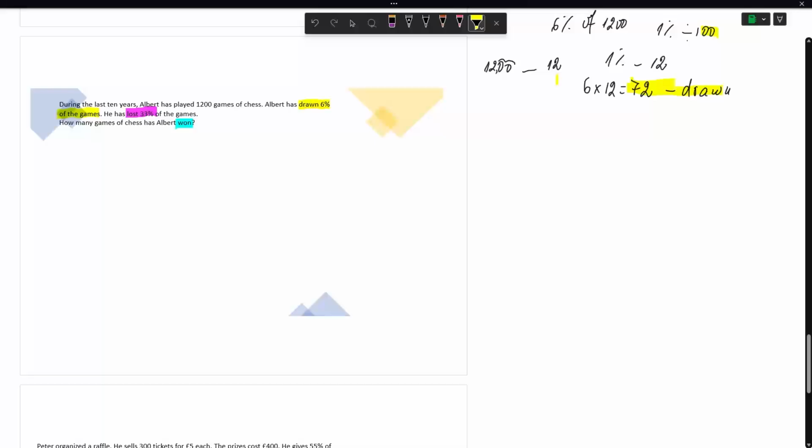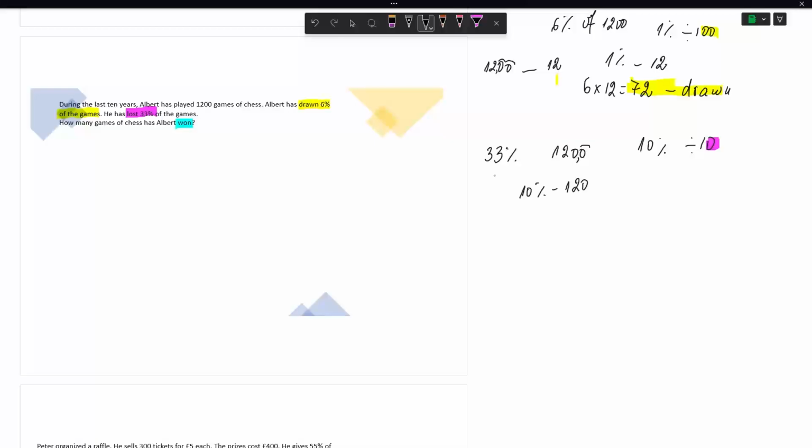We know he lost 33% of the games. So 33% lost. And again, we have 1,200. Let's find 10%. From the beginning, I told you to find 10%, you divide by 10. How many zeros do we have in 10? We have 1 zero. So in our 1,200, you count just 1. And then you add your decimals. So you're going to have 120. So this is going to be your 10%.